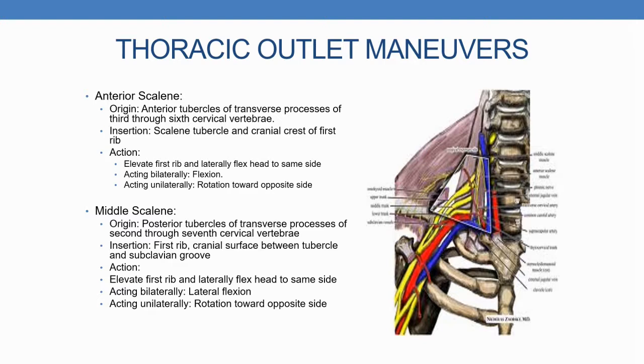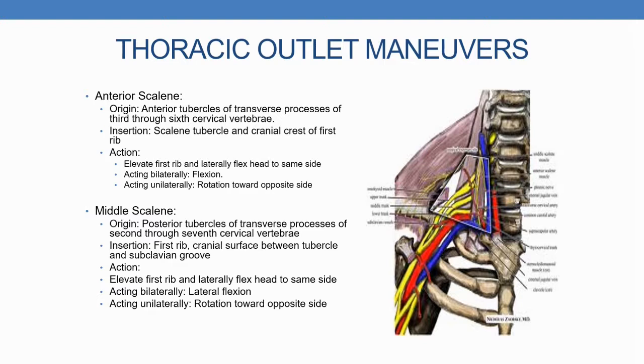The action of the middle scalene is to elevate the first rib and laterally flex the head to the same side. So that's pretty much the same as the anterior scalene. And then acting bilaterally causes flexion of the cervical spine, and acting unilaterally causes rotation towards the opposite side, similar to the anterior scalene.